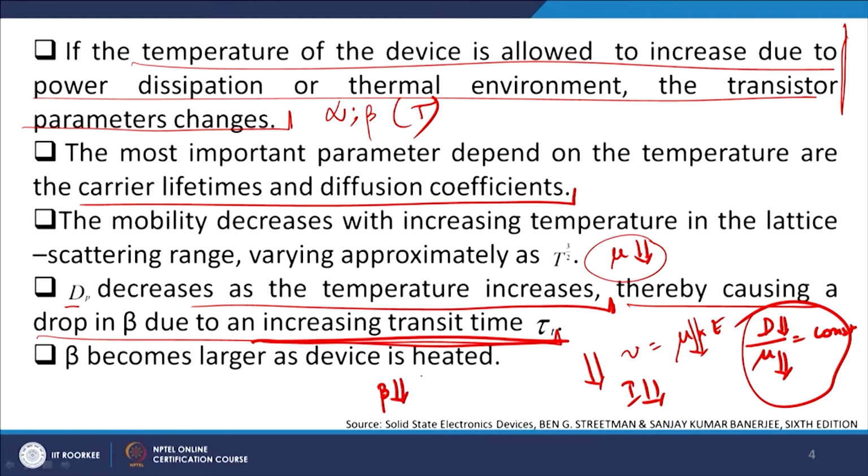The beta is basically the current gain. Why does the current gain start to reduce? Because now, since the transit time has increased, within the same amount of time, a lesser amount of charge will be transferred from emitter to base.